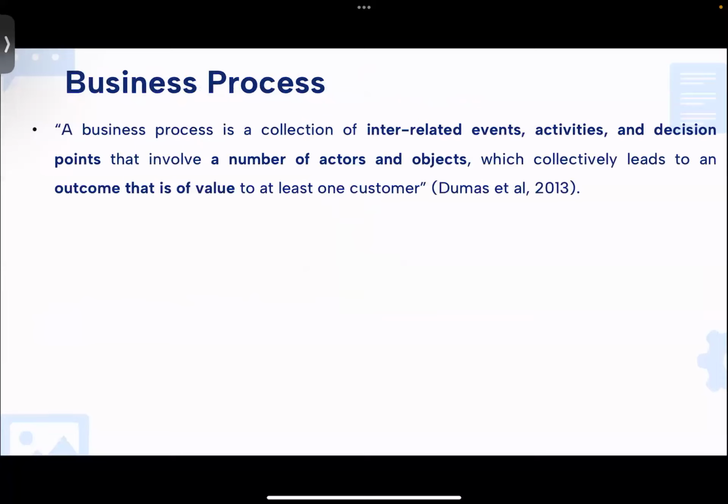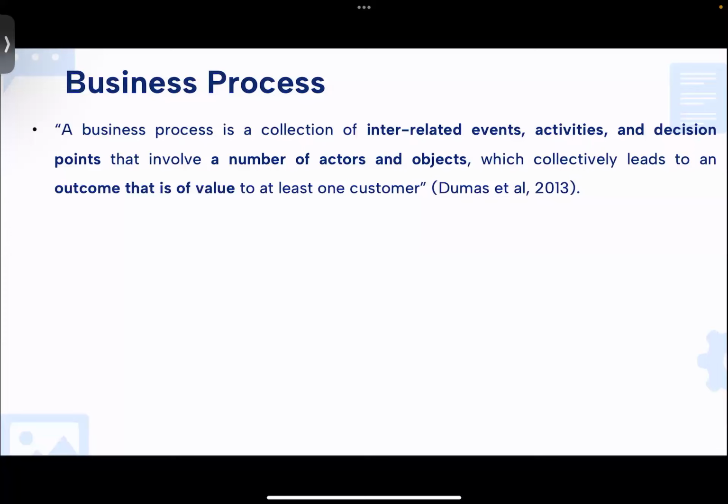This is one definition that I have taken from the reference reading book that I am using for this course module. A business process is a collection of interrelated events, or you could say a series of activities, steps or actions. Interrelated events, activities, and decision points that involve a number of actors and objects. We'll discuss actors and objects when we discuss the elements of a business process. For now, just identify the people or the objects involved in the process, which collectively leads to an outcome.